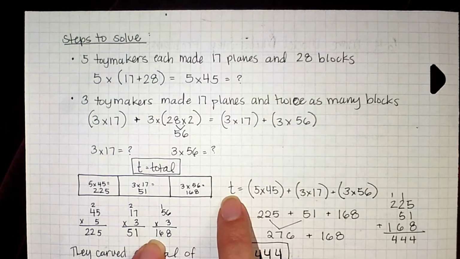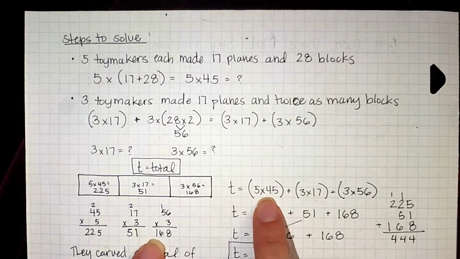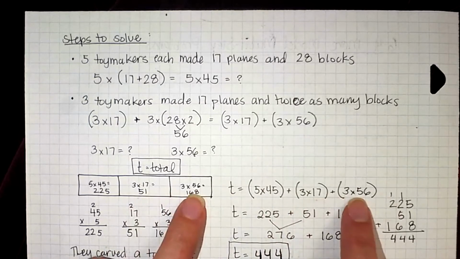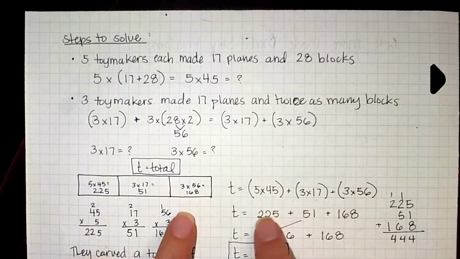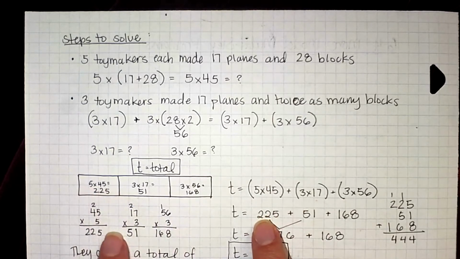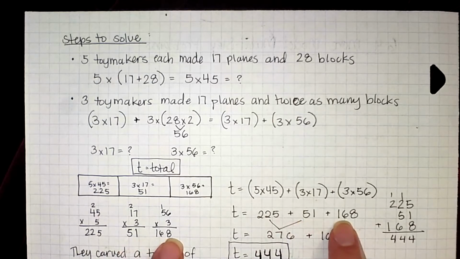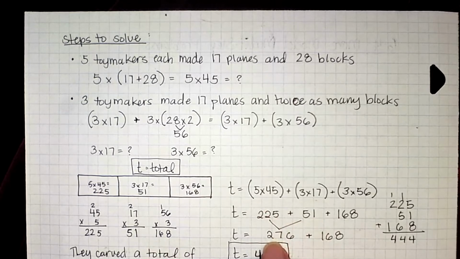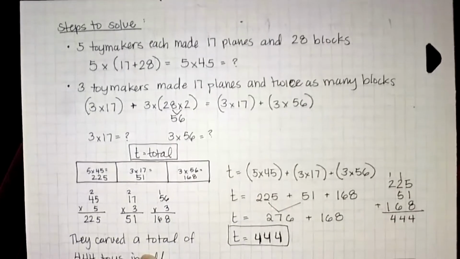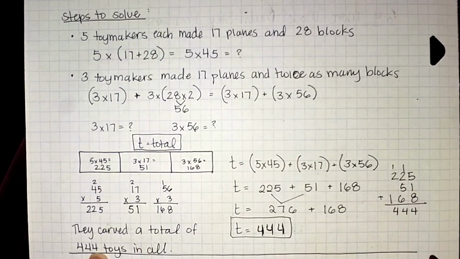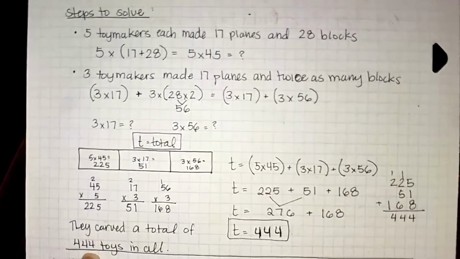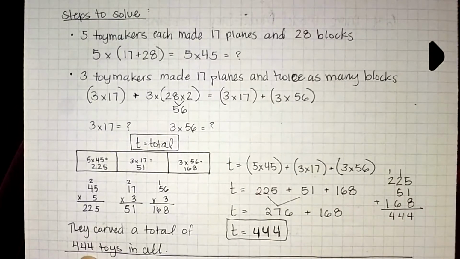So my total, T, is equal to 5 times 45 plus 3 times 17 plus 3 times 56, which is the same thing as saying, after I solve these, T is equal to 225 plus 51 plus 168. So I'm going to start adding these together. 225 plus 51 gave me 276, plus 168 gave me 444. So my answer is that they made 444 toys in all. Now again, there were a lot of steps here, so we're going to go back through them to make sure that you got all of the steps.